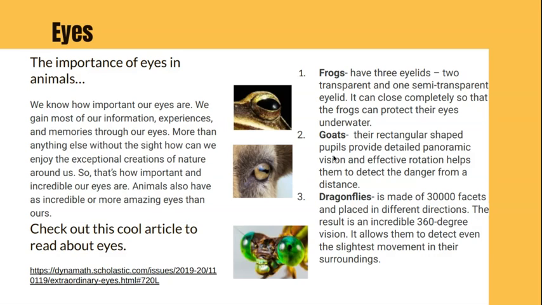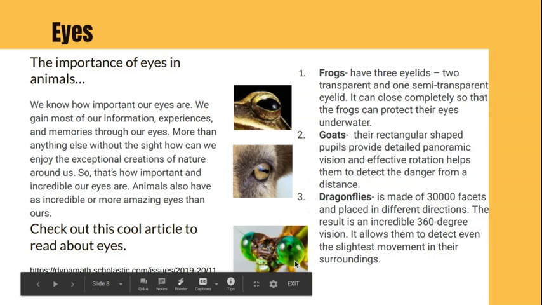Goats, they have rectangular shaped pupils that provide detailed vision and effective rotation that helps them detect danger. So our eyes are more circle on the inside, but the goats actually have a rectangle shaped pupil. Our pupils are like circles. Their pupils are like squares. And it gives them a better vision on each side to protect themselves from danger. And take a look at this dragonfly.